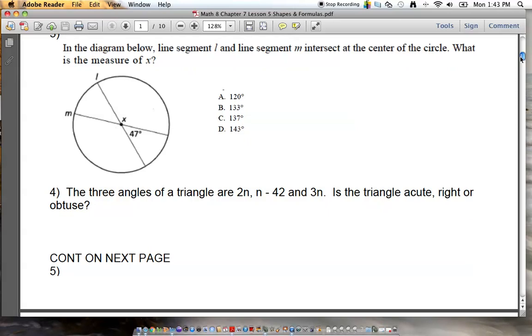Diagram below, what's the measure of angle x? Have you seen this one enough? Yes. Right, 2 pre-tests and a test. What do those two angles add up to? 180. What's the word for two angles that add up to 180?